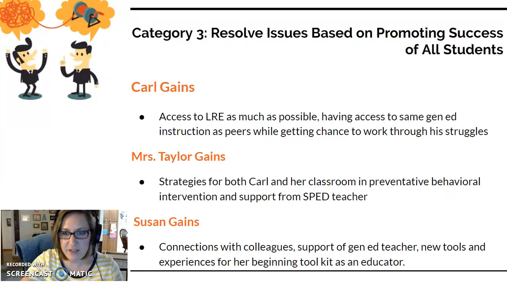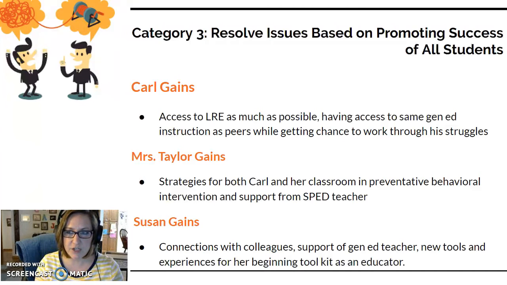I think then, through this plan of action, for our 3 key players, we'll see some specific gains. Carl will still be able to access his least restrictive environment as much as possible, so having the same general education curriculum and instruction. Hopefully with interventions being put in place for preventative measures, he will be able to be in there more and not have to be pulled out quite so much. But even when he is pulled out, he can work through the struggles that he's having to gain a better reflection of himself, which is also important in him being a successful student.